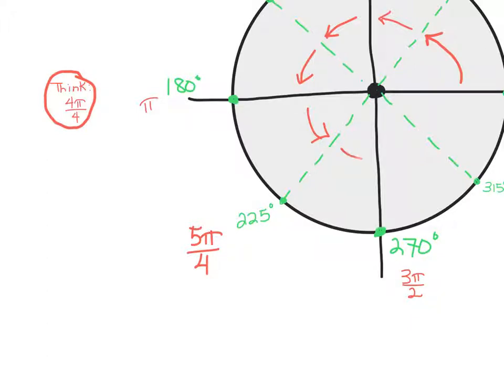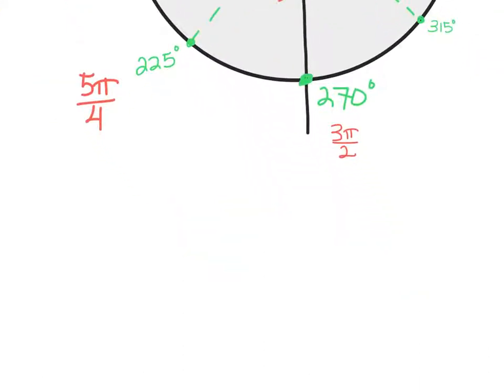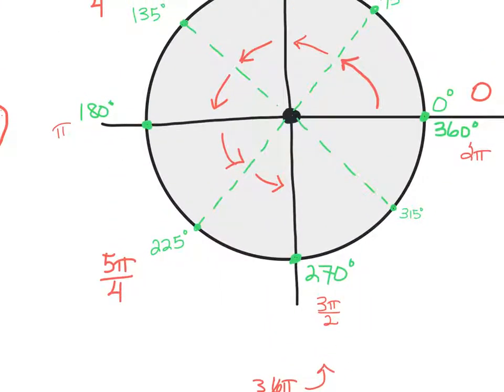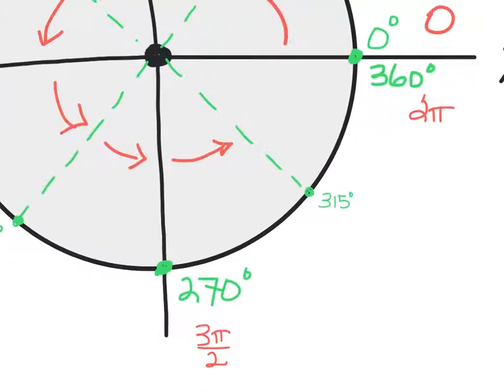If you go another fourth of the way around, this one would be like 6 pi over 4, but if you simplify that fraction, you get 3 pi over 2, and we already have 3 pi over 2 for 270 degrees. So that was 6 pi over 4. This next one will be 7 pi over 4.